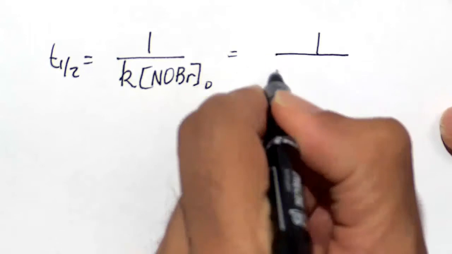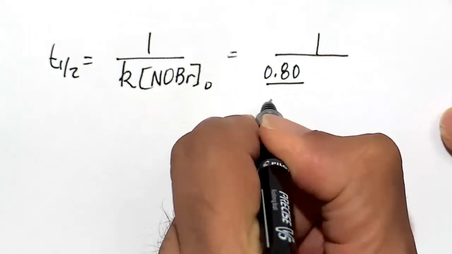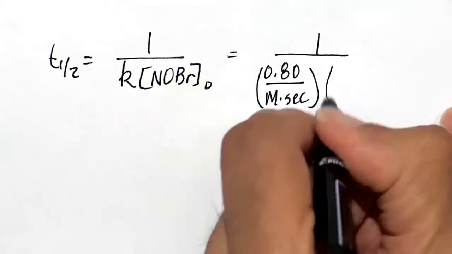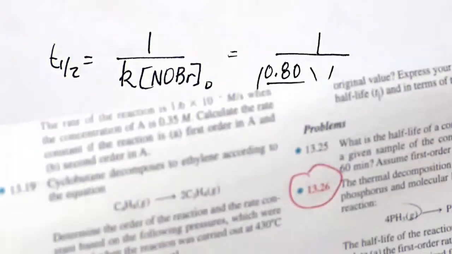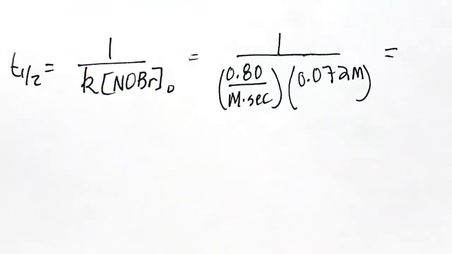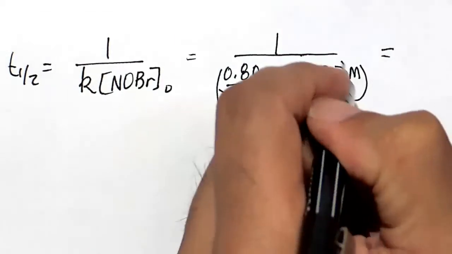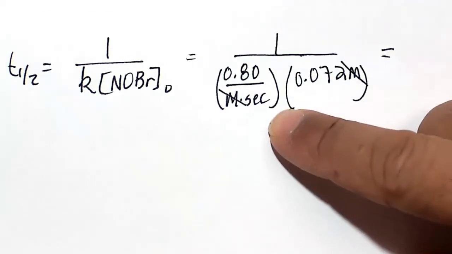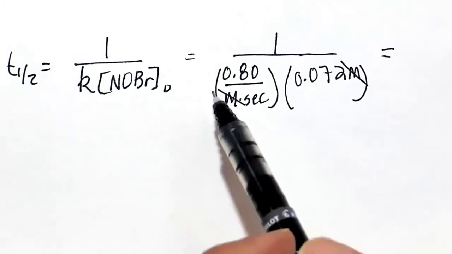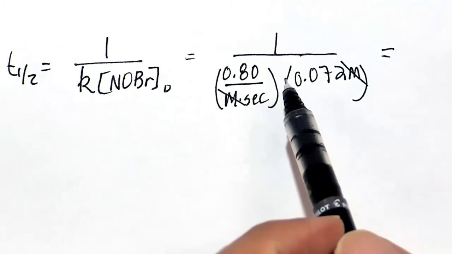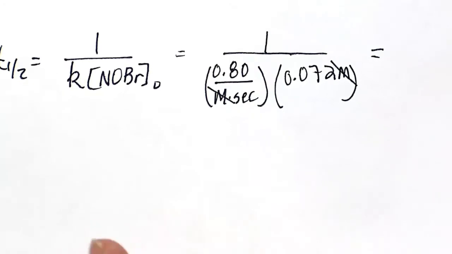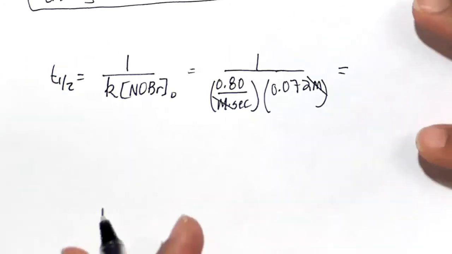The problem tells us that k is 0.80 divided by molar times seconds. Okay, that's our k. NOBr initially is going to be 0.072 molar. Half-life should be in units of some time, so the molar cancels, this second in the denominator from a fraction within the denominator flips up. So 0.80 times 0.072, and then we have to take the inverse of that. Doing that on my calculator, I'm getting an answer of about 17.4 seconds.